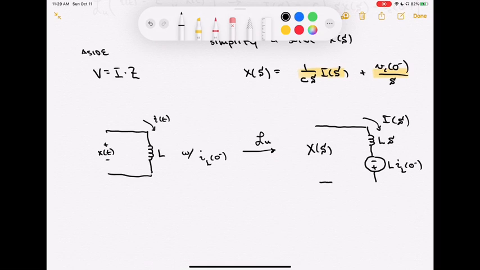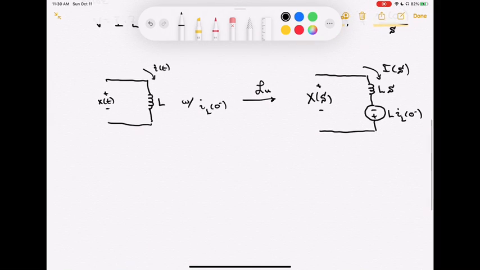So again, this thing depends on that initial condition that was given. Okay, so how can we prove that this is indeed the transform domain equivalent for an inductor? We can do it in the same sort of way. We can come up with the ideal voltage current relationships for an inductor. That's a first order differential equation, and then we will unilateral transform it.